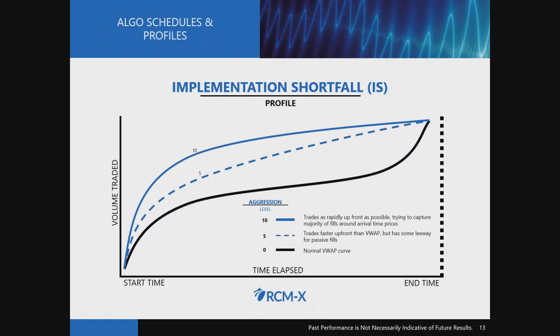You can also see how we apply that to another algo, like our implementation shortfall or arrival price algo. We're still looking at aggression on this one, but here it's affecting the steepness of the tilt. You can say you want the algo to trade really quickly up front, and that's at level 10 of aggression, meaning you might see a little bit more market impact because you're trading a lot faster, but that's going to come with the trade-off of a little bit more certainty around those execution time prices. A lower aggression setting is going to come in faster than VWAP, but it's going to be a lot more closely to that rather than being much, much faster.